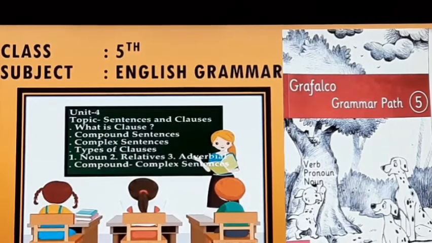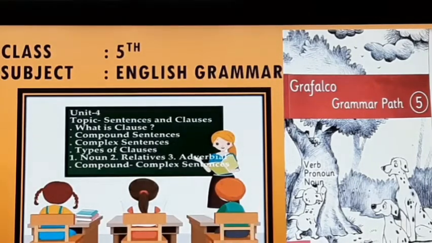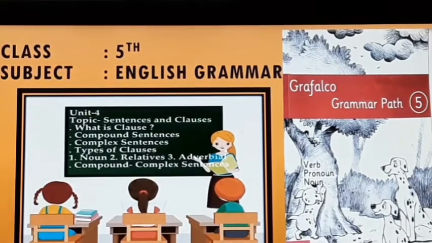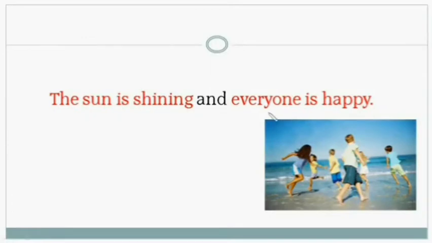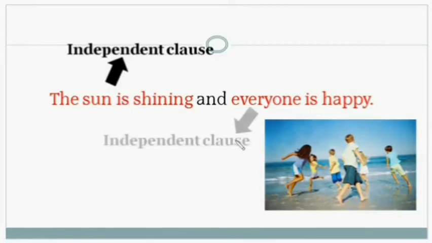Now come to the next one, that is compound sentences. For this we will also watch a video. The sun is shining and everyone is happy. The sun is shining makes complete sense. Everyone is happy makes complete sense too.